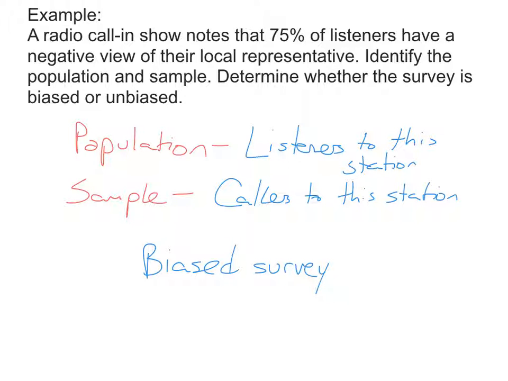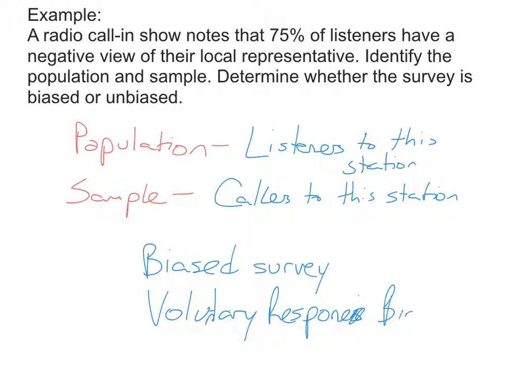And so what type of bias is it? Was it convenience or was it voluntary response? Well, these people selected themselves to be heard, so this is a voluntary response bias. Because those people chose themselves to participate in the survey.